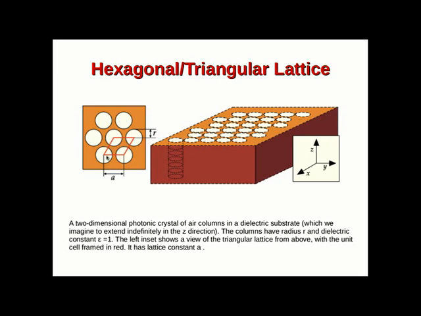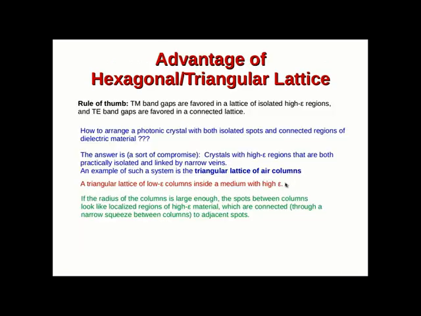This red polygon is the unit cell of it. It has the periodic arrangement of air columns drilled inside a dielectric slab, and it looks like this. Now, what is the advantage of this type of structure?